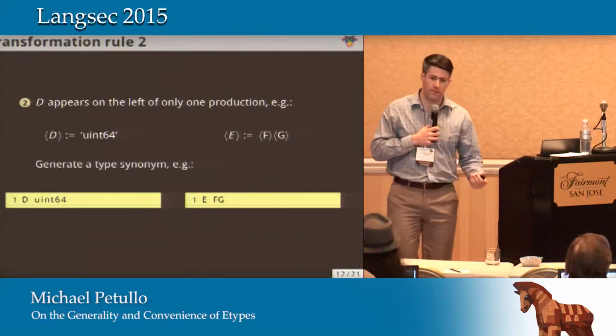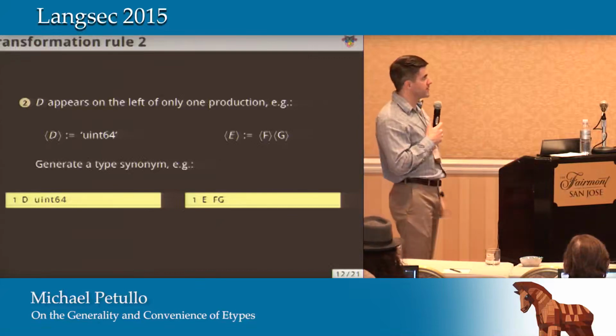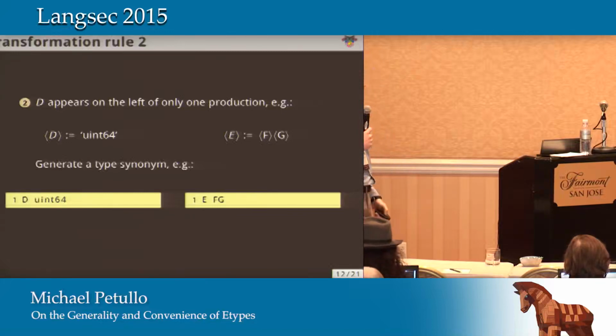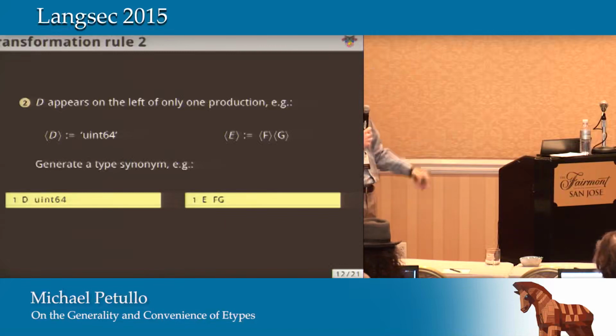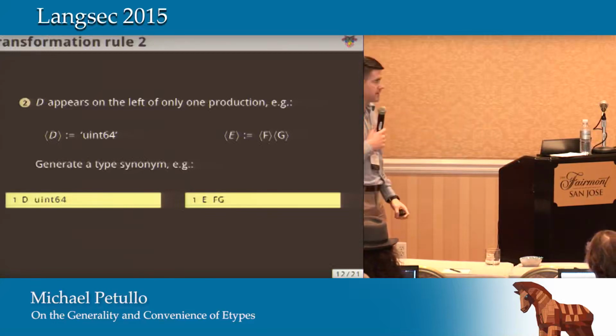So there's another. The very simplest transformation rule is essentially if you've got some non-terminal D which only appears once, then you just essentially create a type synonym or a type def, right? So here we have a statement D can become nothing but uint64. And then we just declare, okay, D is a uint64. And the same thing here, E becomes an FG, and so E is kind of type def to be an FG. Okay.